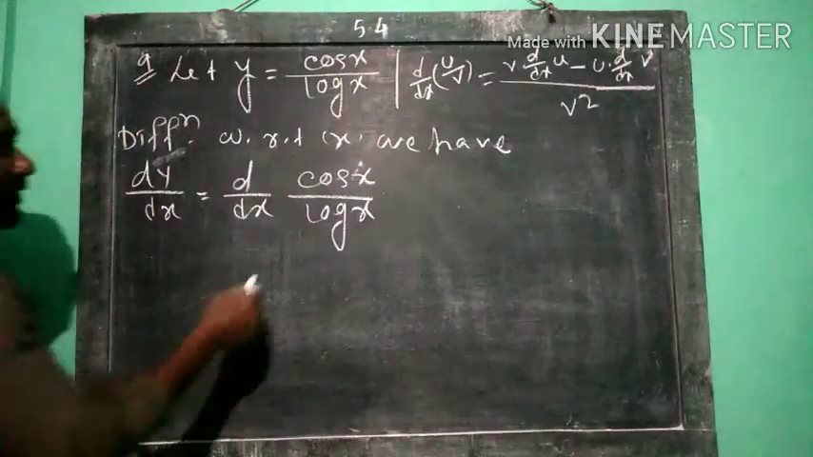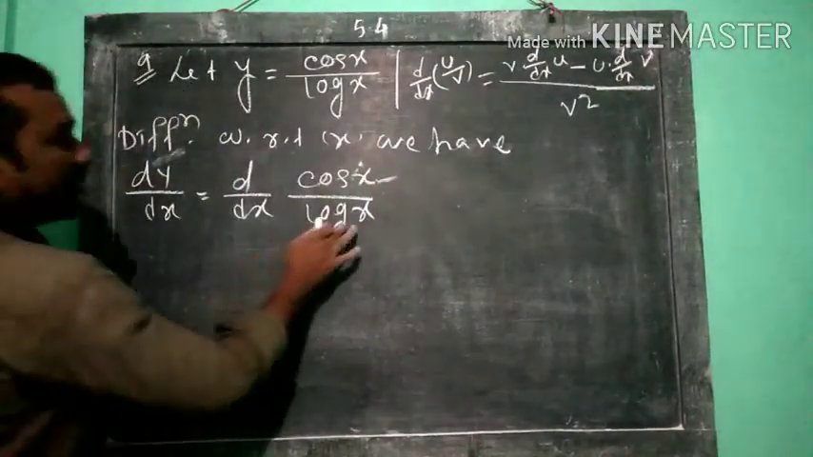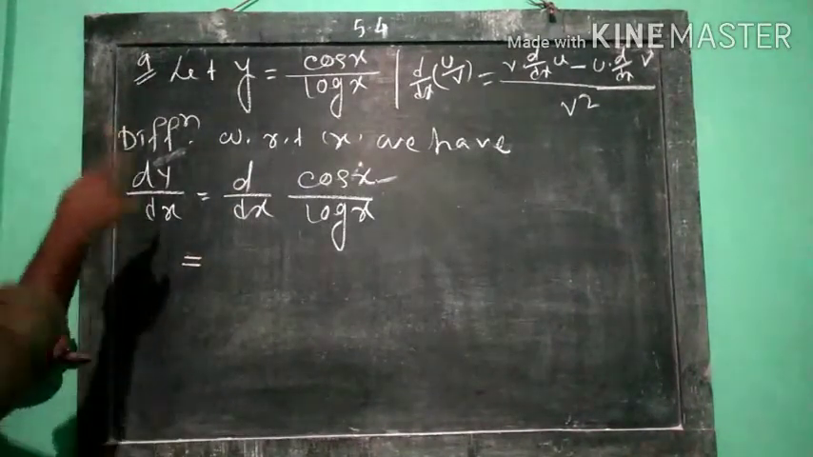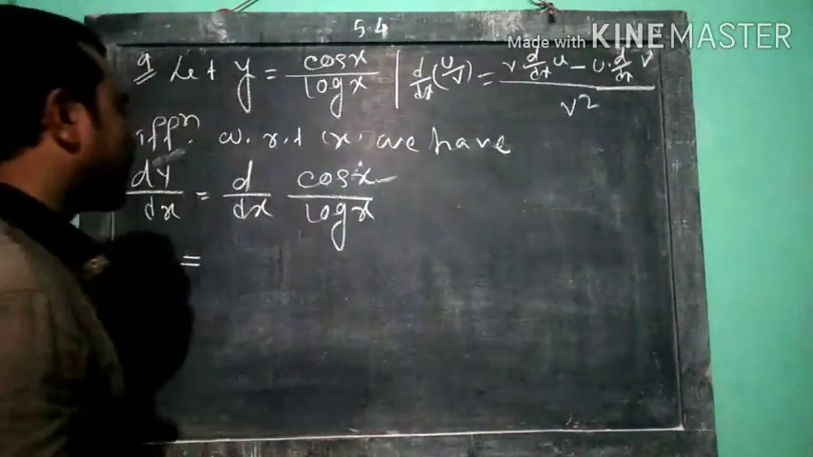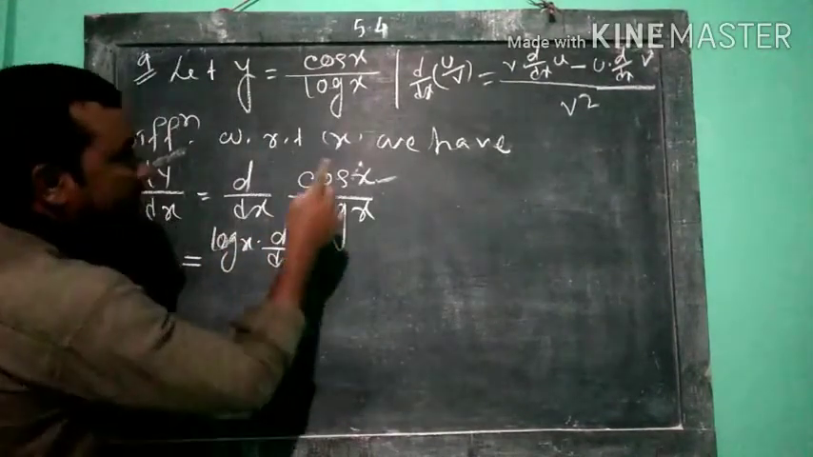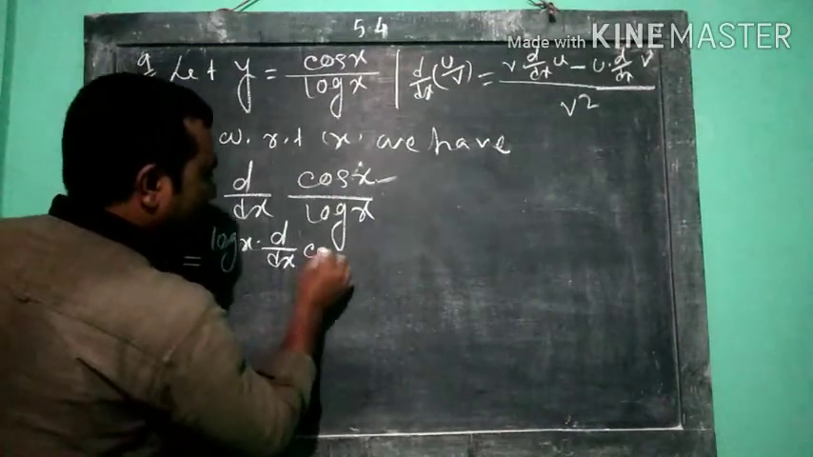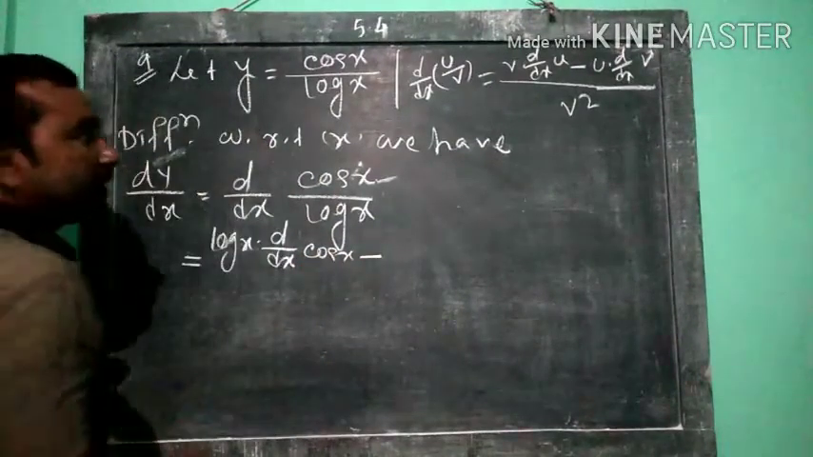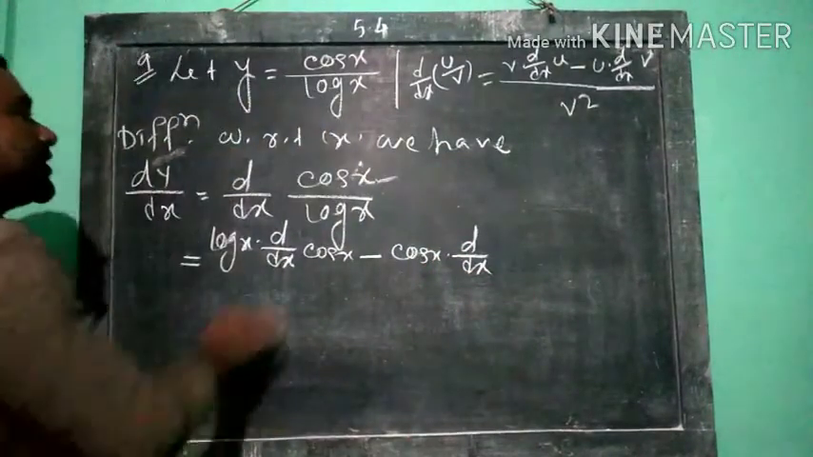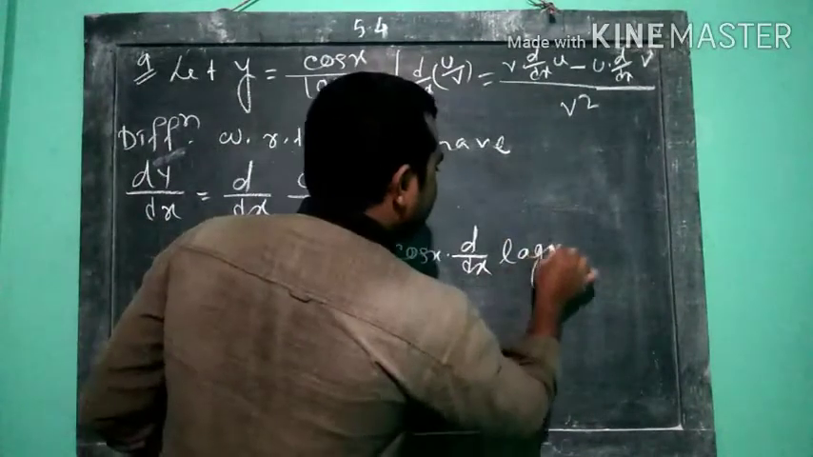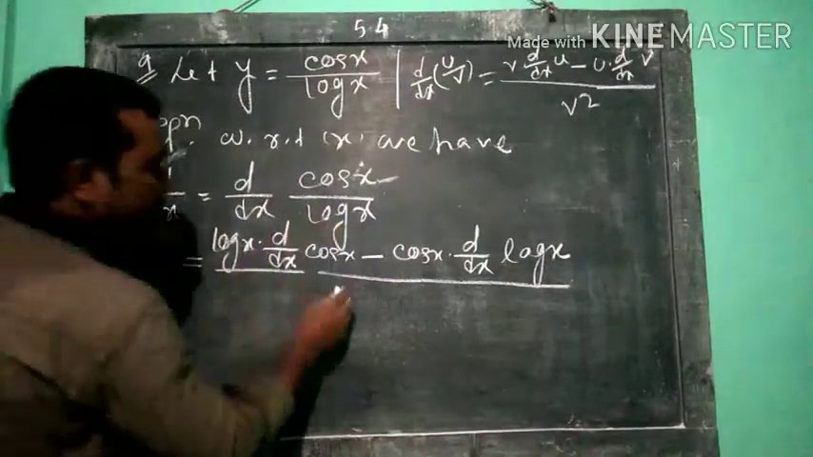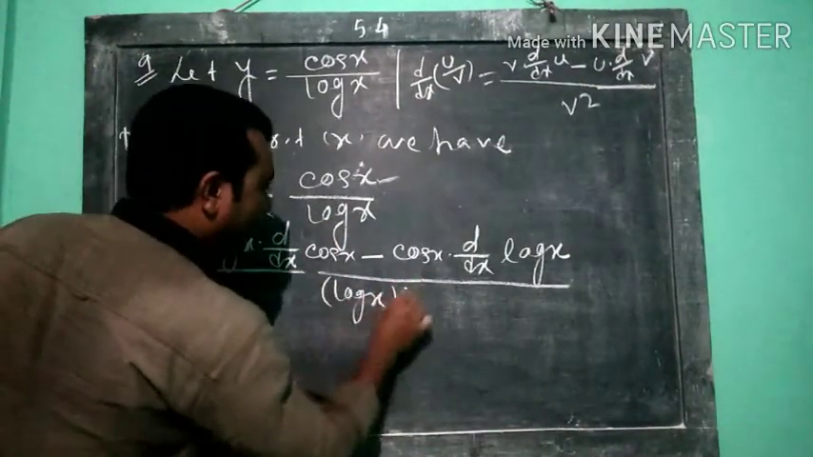Here u is cos x and v is log x. Using this formula, first we have v, which is log x, into d/dx of u. U is cos x. Minus u, which is cos x, into d/dx of v. V is log x, divided by v square. In this equation, v is log x whole square.